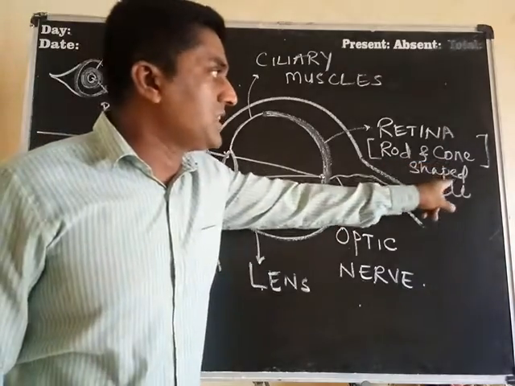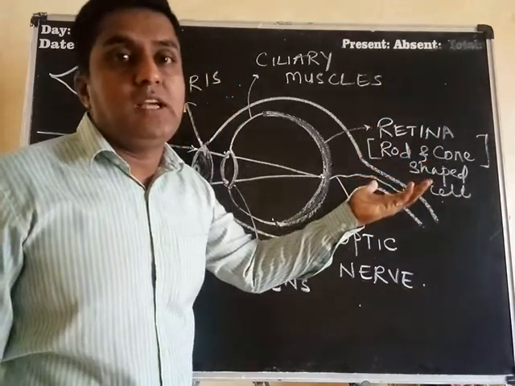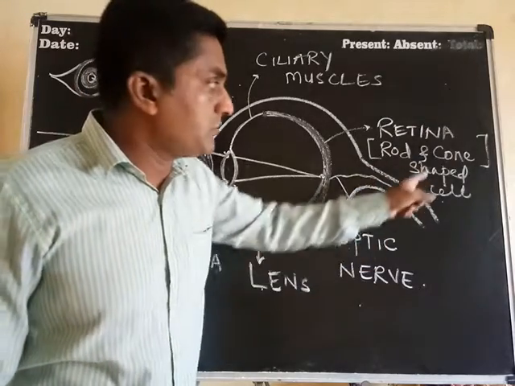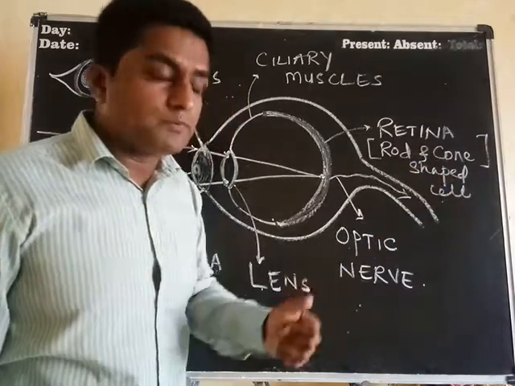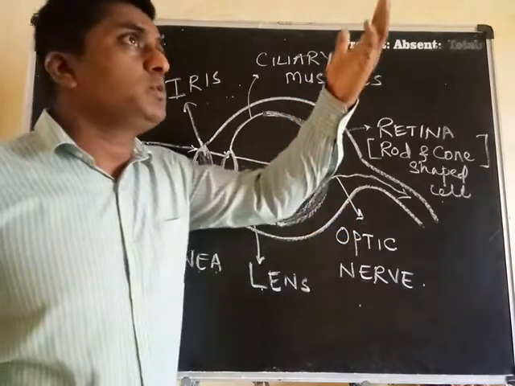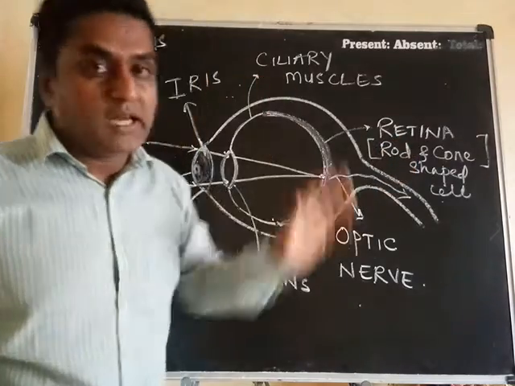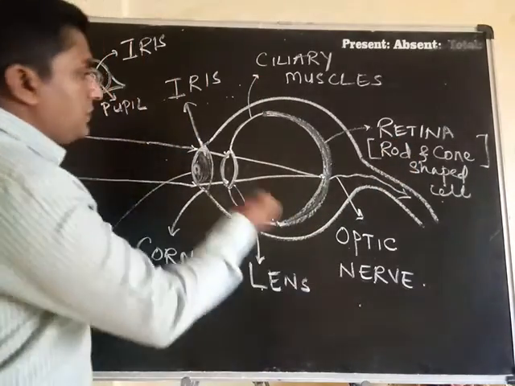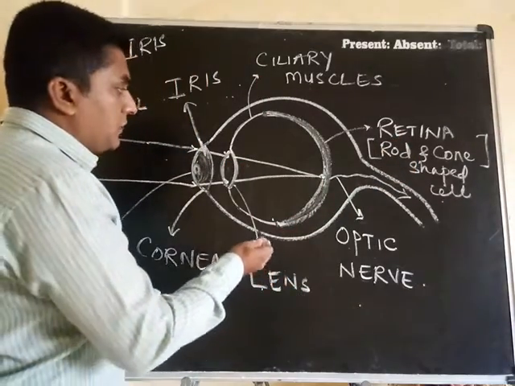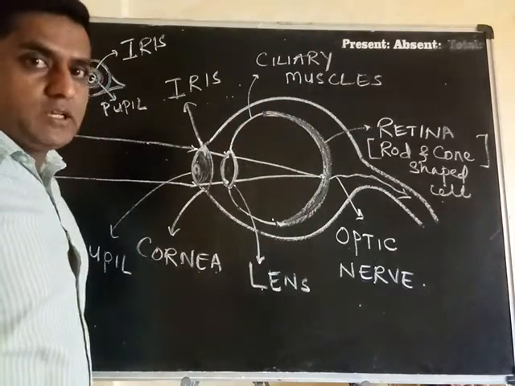If these cone shaped cells are not working, then what will happen? We'll be able to see this world, but it will be in black and white. Because of these cone shaped cells, we are able to see the beautiful world and beautiful color. And why are we able to see bright light? Because of rod shaped cells which are present in the retina, right everybody? So here we have discussed in short the working of the human eye. Now some more things I will tell you everybody.